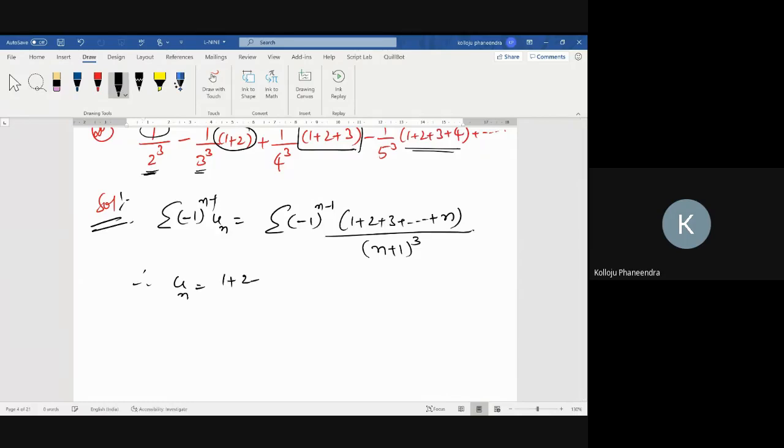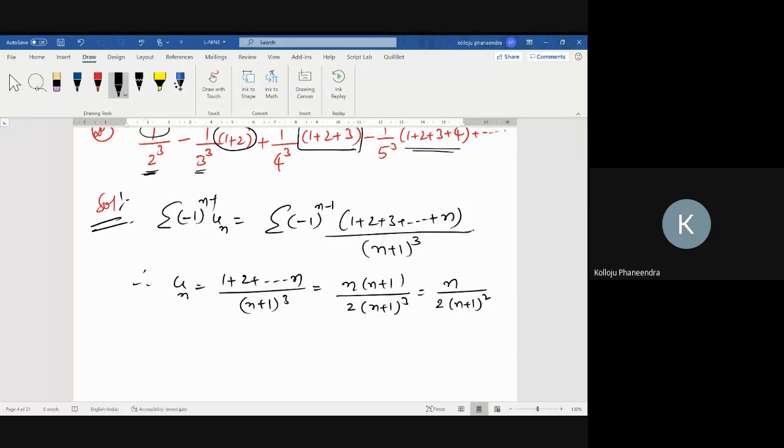1 plus 2 plus up to n, that is n into (n plus 1) by 2, whole cube. So this is n by 2 into (n plus 1) whole square. Right? Okay.